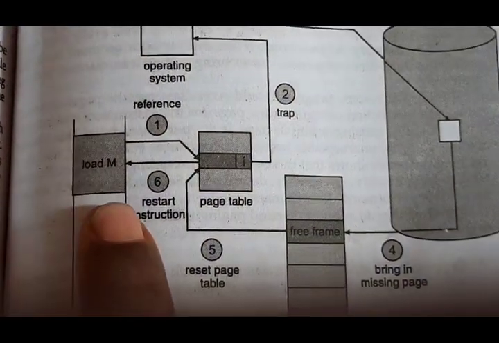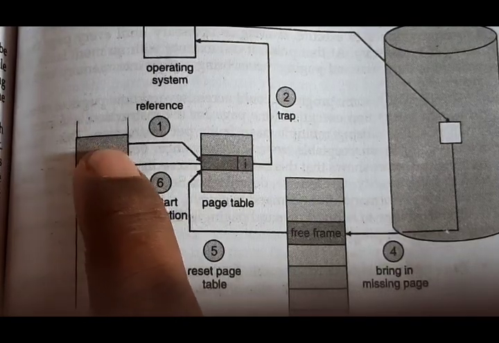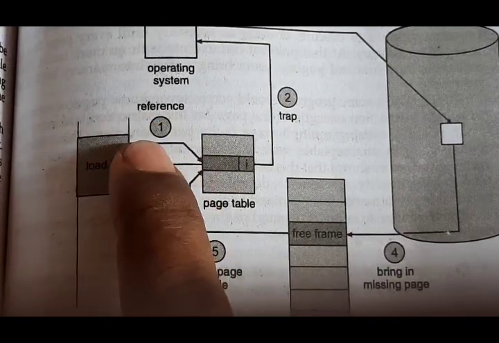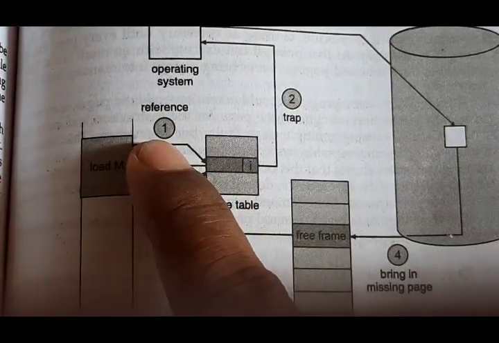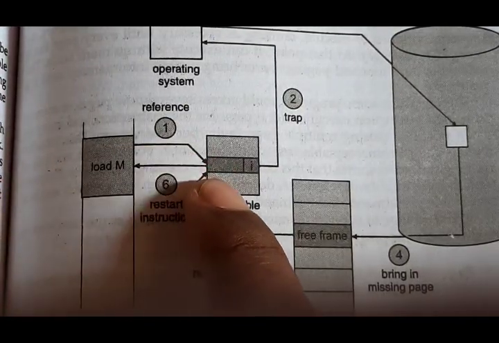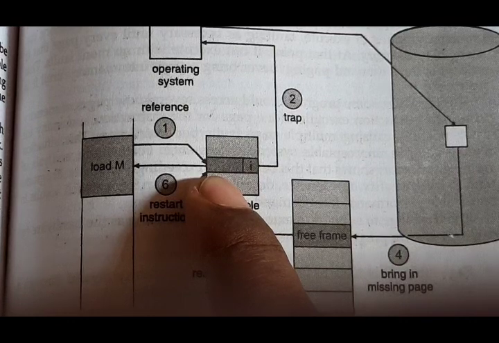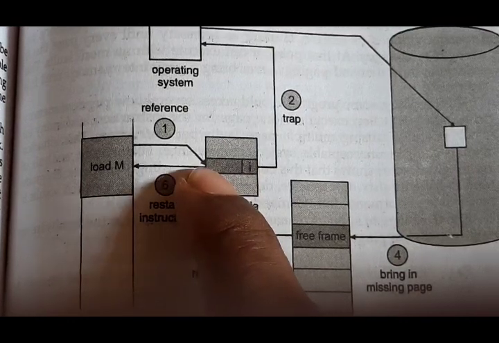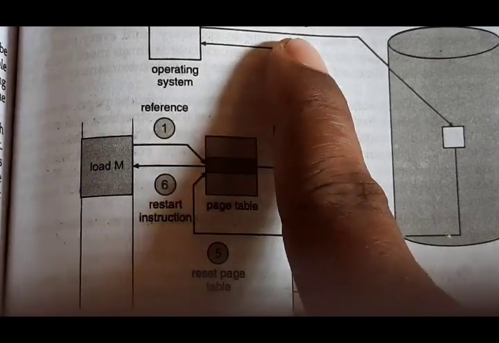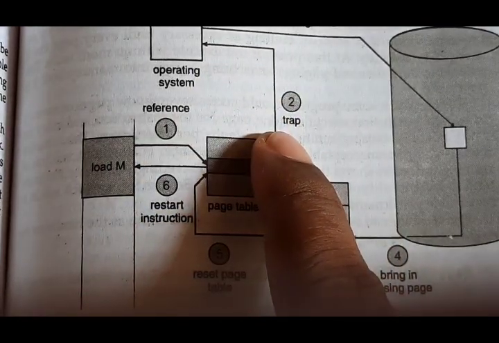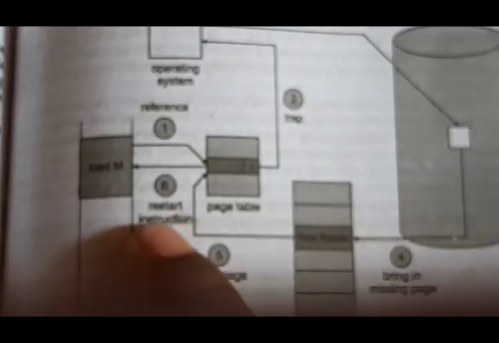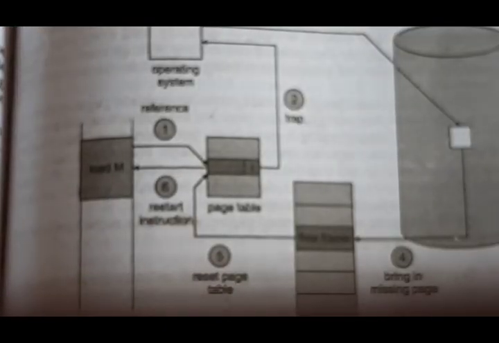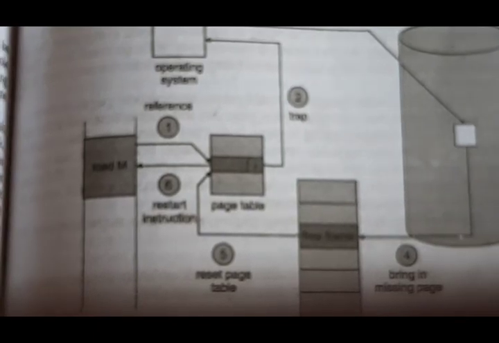So what does this diagram say here? Load M. Okay, take the reference. In the first step, if the reference is valid, then you can execute. If the reference is invalid, we have to stop. Terminate the process. Don't go ahead. Don't go for step 2, don't go for the next steps. In the first step only you have to stop if the reference is invalid. Clear?